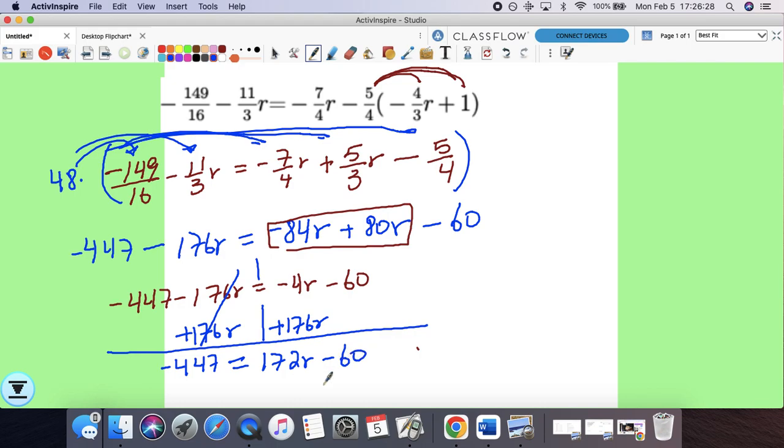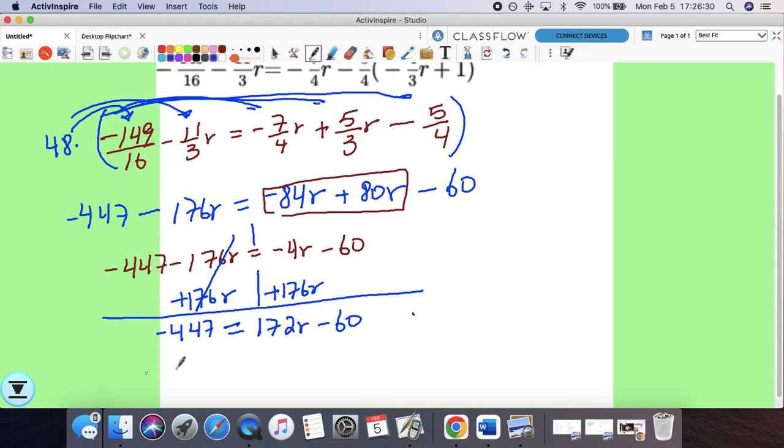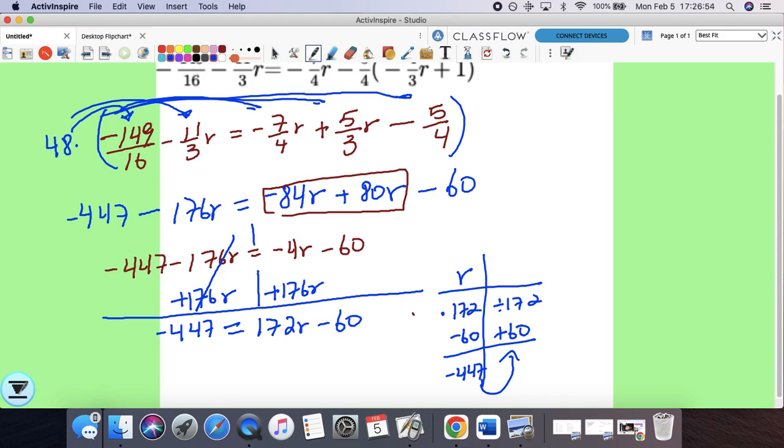minus 60. Finally, we get to the point where we can do a little story, right? This is a two-step equation. You should recognize it. I have a variable r that I multiply by 172. I'm going to subtract 60, and that's going to give me negative 447. All right. The two inverse operations I'm going to need are add 60 and then divide by 172. God, I hope this works.